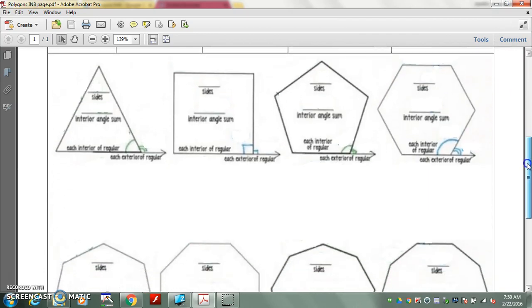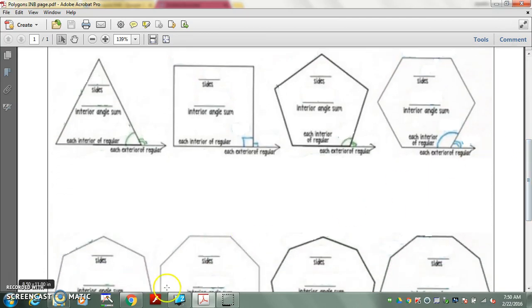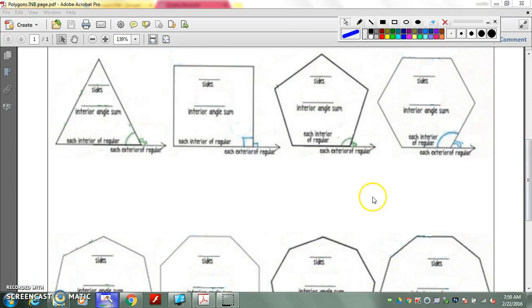Okay. Now we're going to get into our shapes and identifying them and figuring out the different angle measures. So our first shape here, we have a triangle. So I'm going to label that my triangle. I do know it has three sides, and we know our interior angle sum. We know that all three angles in a triangle add up to 180 degrees.